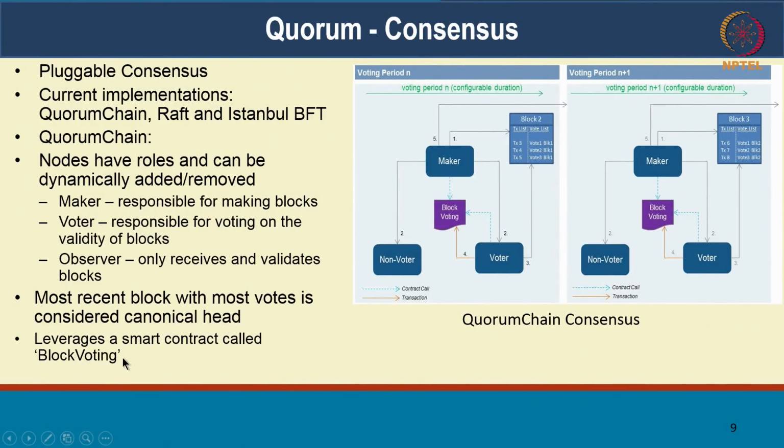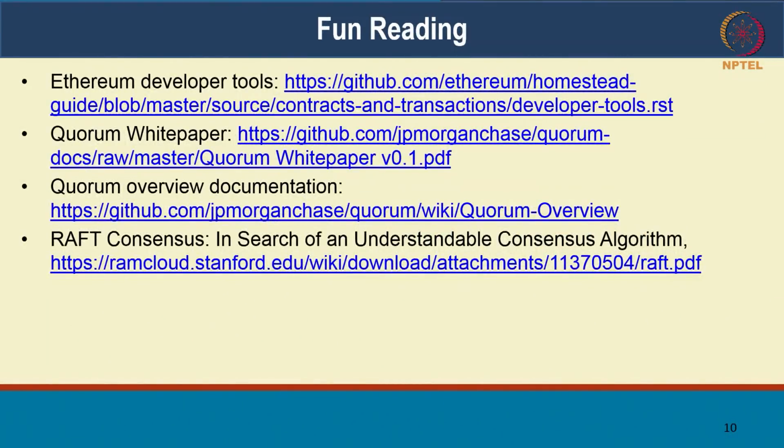This whole voting mechanism is also implemented as a smart contract. It's called block voting, and that smart contract is loaded at a pre-specified address, and that's part of the Genesis block. So the Genesis block itself comes with a particular smart contract that's loaded, and that smart contract is responsible for consensus. So that's a quick overview of Quorum and some of the developer tools available with Ethereum.